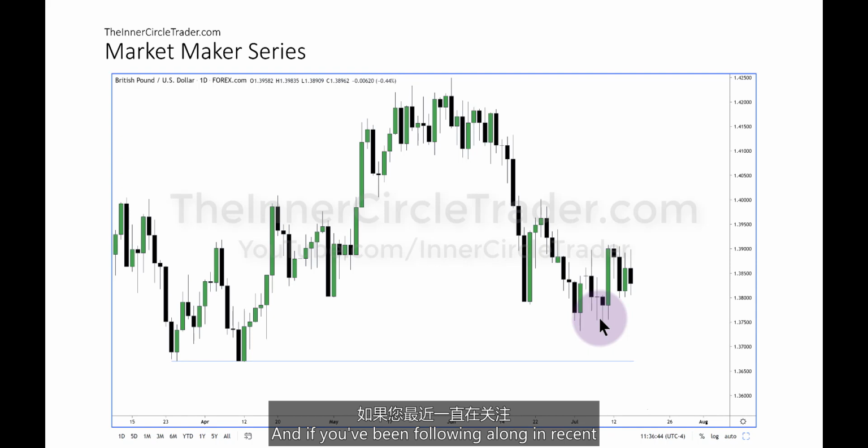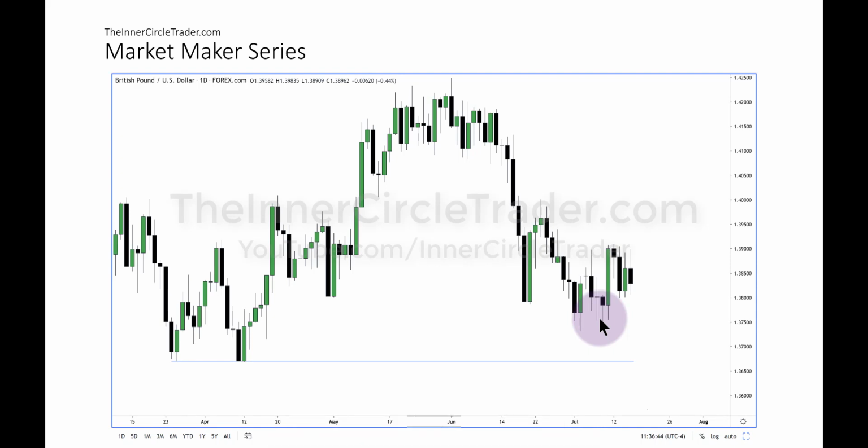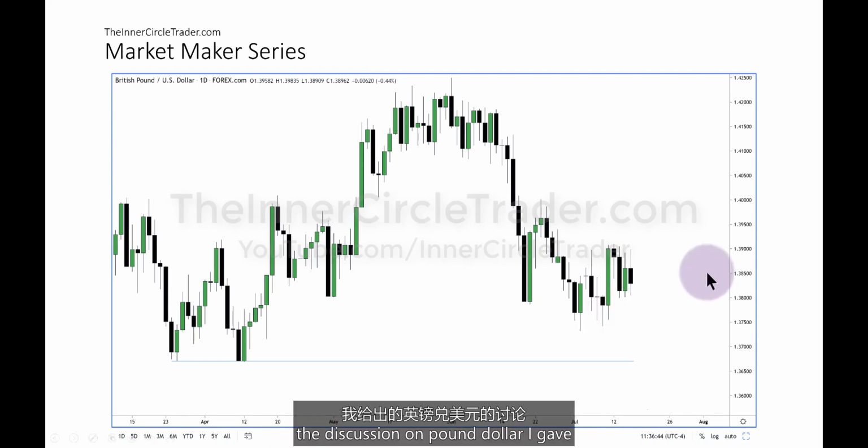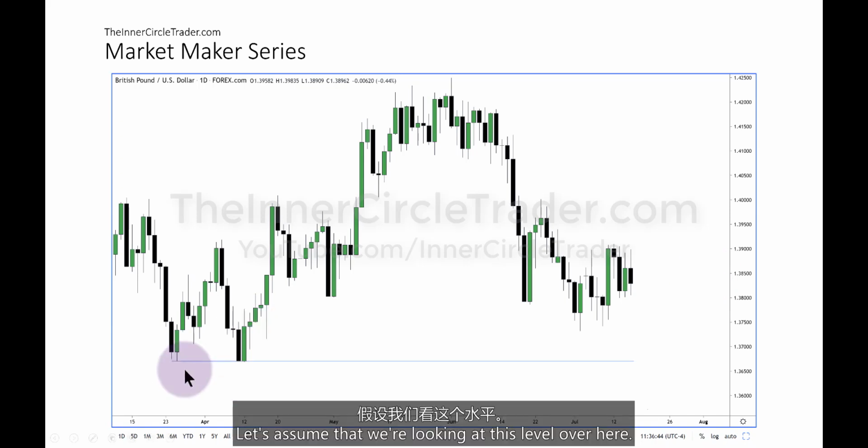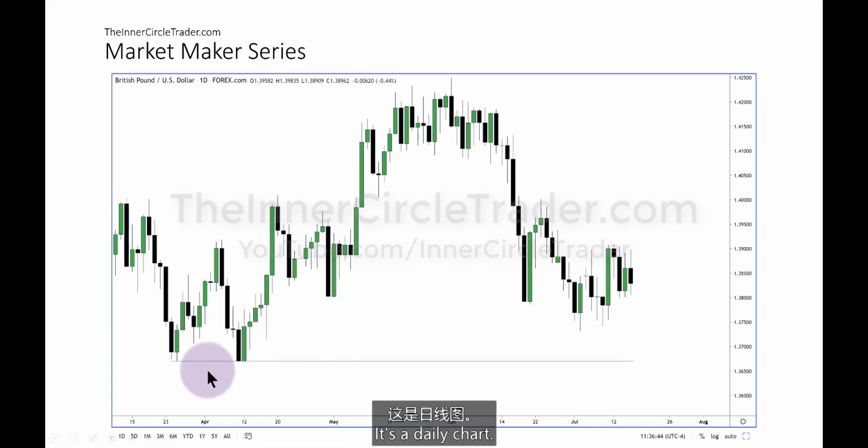All right, so let's go over to the British pound. And if you've been following along in recent weeks, the discussion on pound dollar I gave you guys is very serious too. But let's take it back a little bit. Let's assume that we're looking at this level over here. It's a daily chart. It's relative equal lows. So you know what's resting below that, sell stops. And we're trading right here.